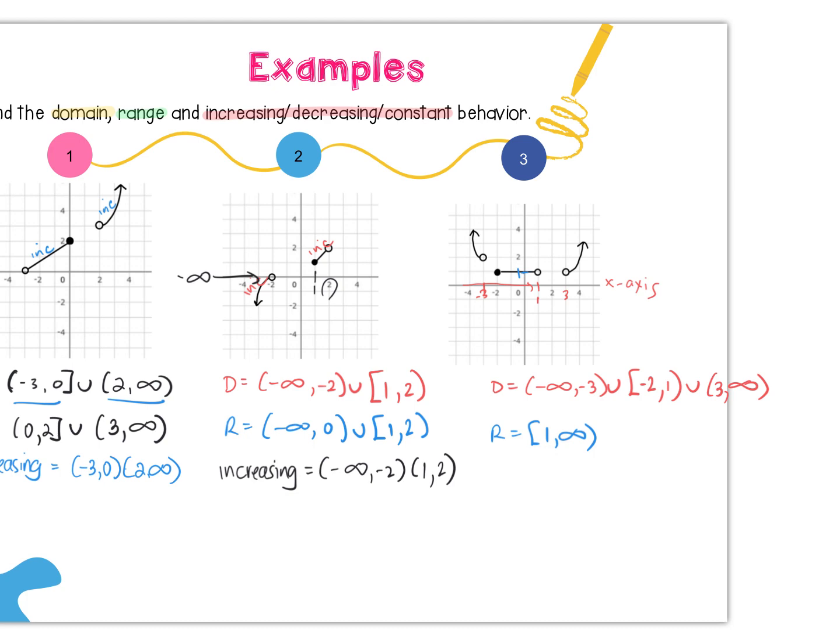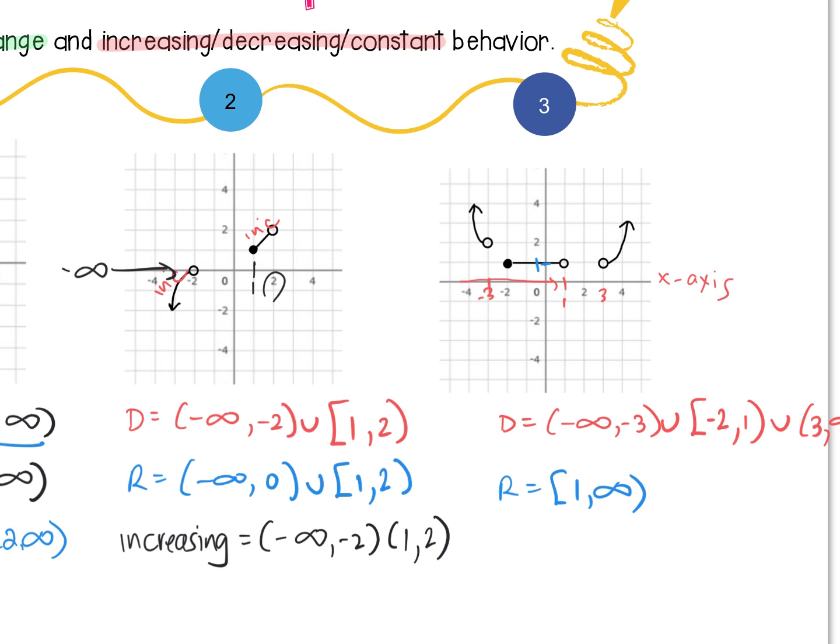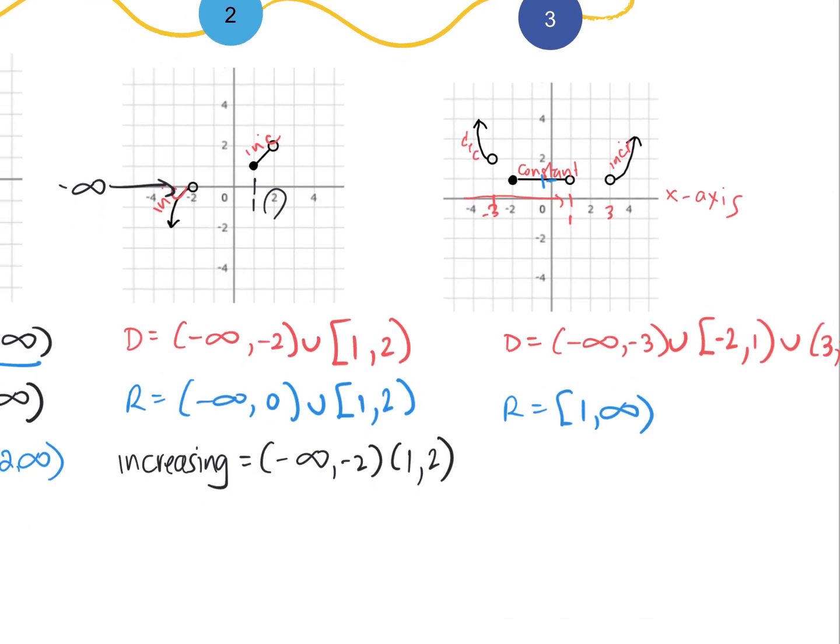And then lastly, where my graph is increasing, decreasing, or constant. And again, I notice as I move from left to right, this is decreasing. So finally, we have one that is decreasing. This is a constant. Notice it's not going up or down. And this one is increasing.